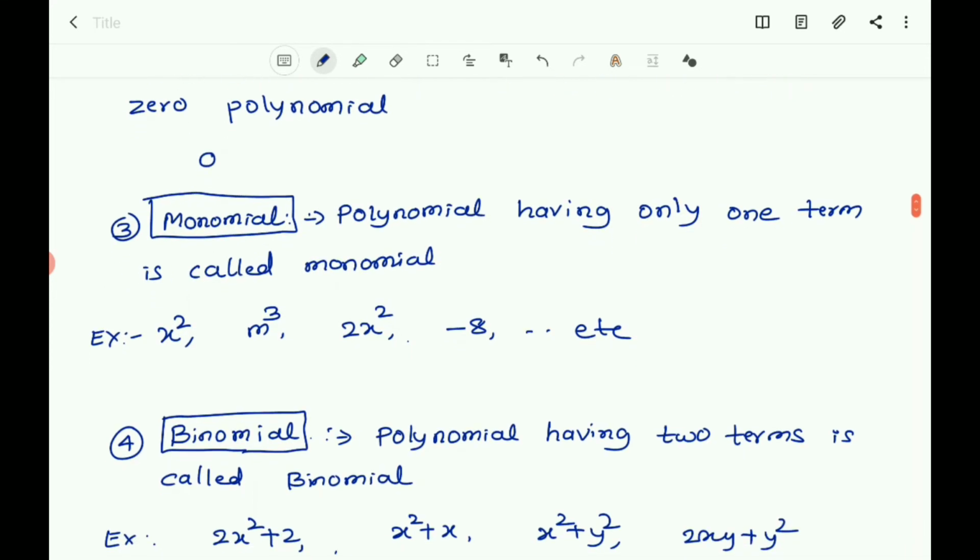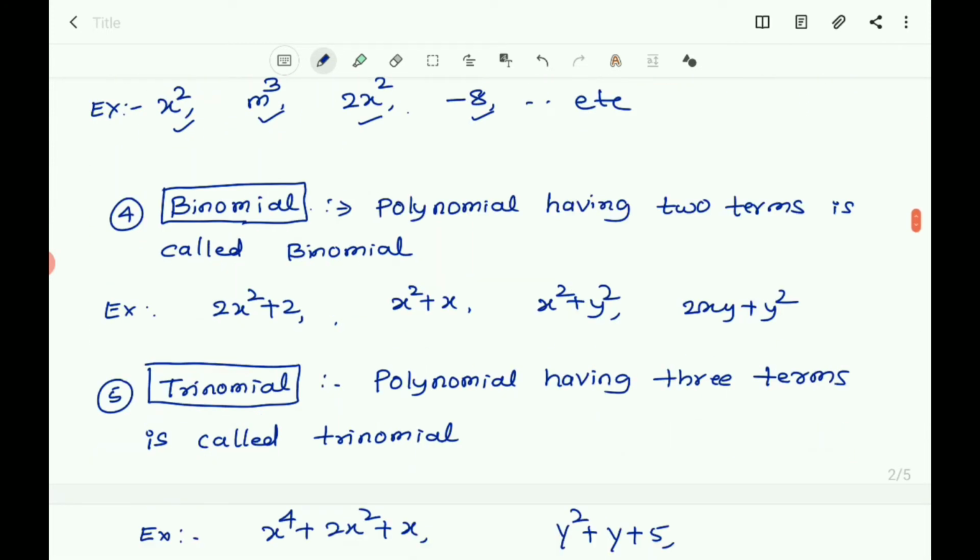Monomial. Mono, you know the word. The meaning of mono is single, only one. So what is a monomial? A monomial is a polynomial having only one term. Examples: x square is one monomial. m cube is one monomial. 2x square, here it is also having only one term, so it is a monomial. Minus 8 is also a polynomial having one term, and it is also a monomial. So what is a monomial? A polynomial having only one term. It may be a constant or it may be an algebraic term.